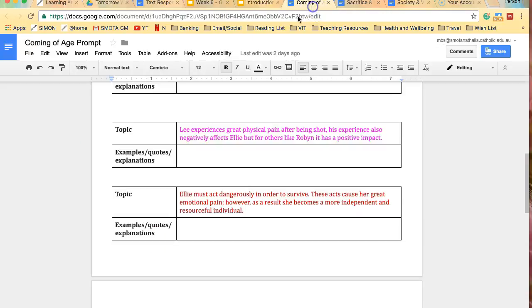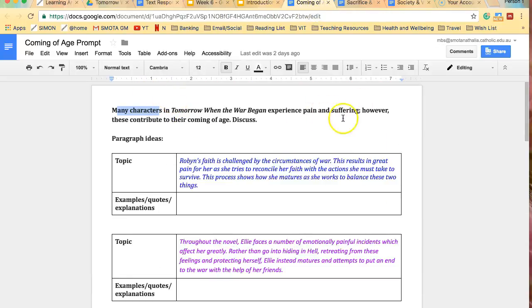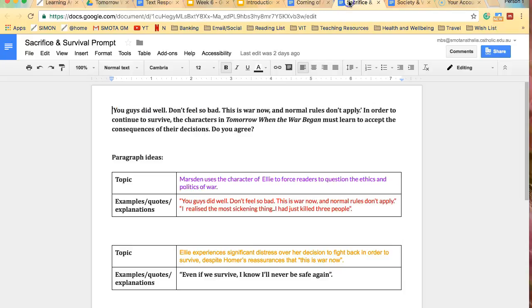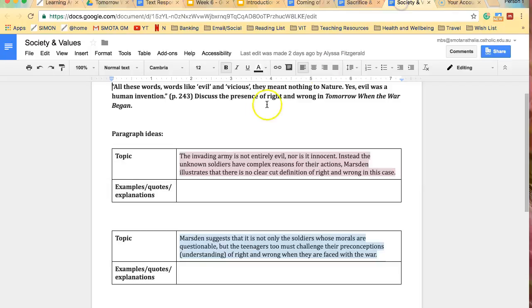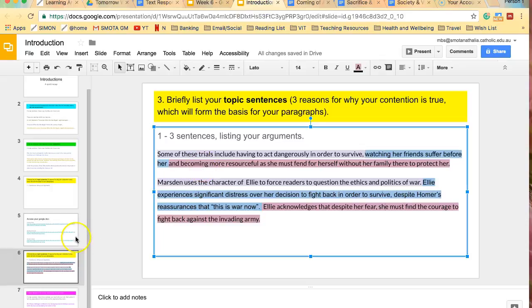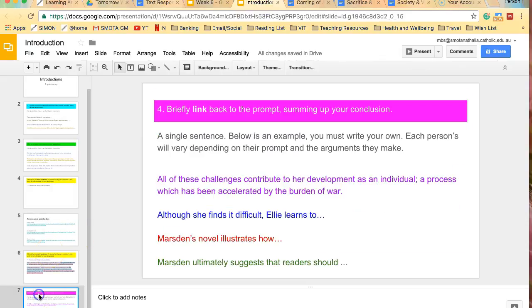So it's about how the characters experience pain and suffering, and they grow up. They have to learn to accept the consequences of their decisions, and about the idea of right and wrong. And that's a discussion more than an argument. Finally, you're moving on to your conclusion. So you should have paused by now, finished your three arguments, whether you've summed them up in three parts of one sentence, or if you've listed them as three single sentences, that's fine. And then you've got your final linking sentence.